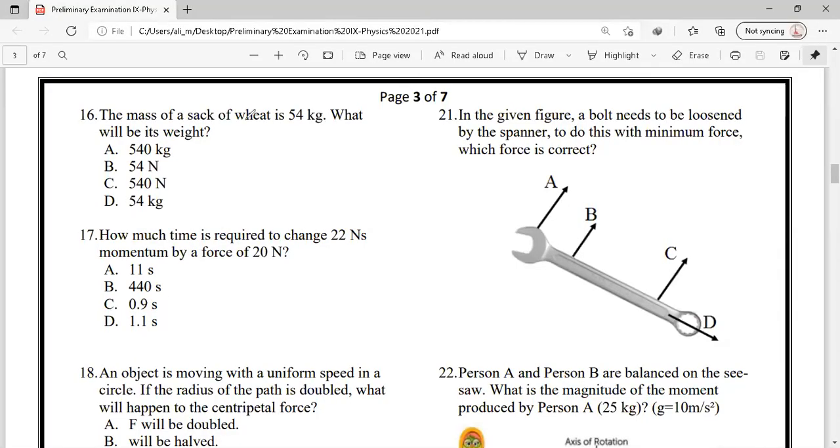Let's see our next question, that is question number 16. The mass of the sack of wheat is 54 kg. What will be its weight? Mass हमें given है and we have to find the weight of the body.